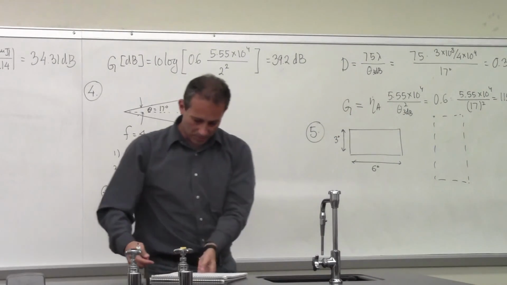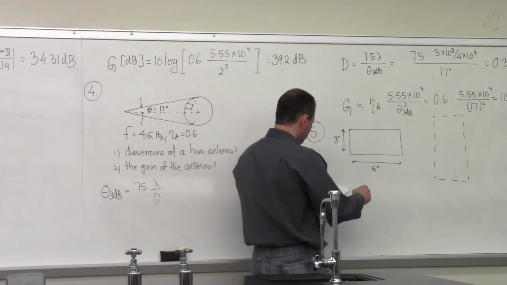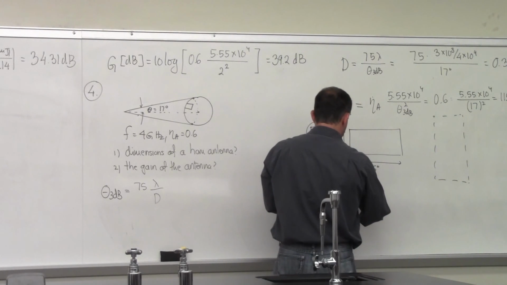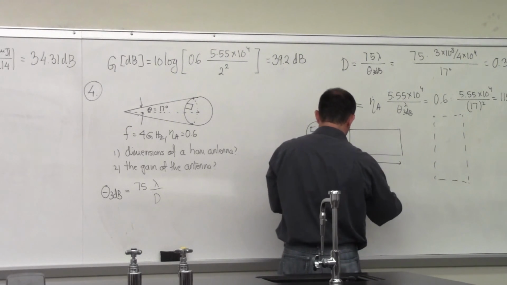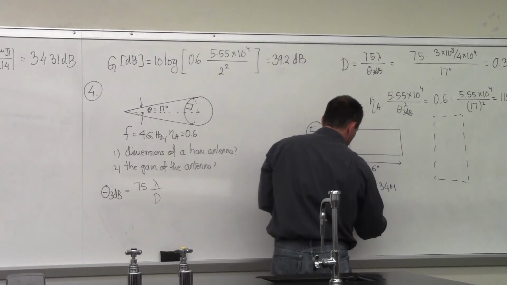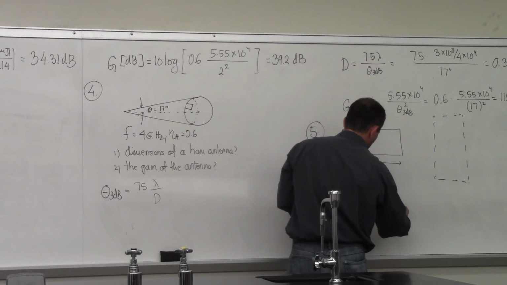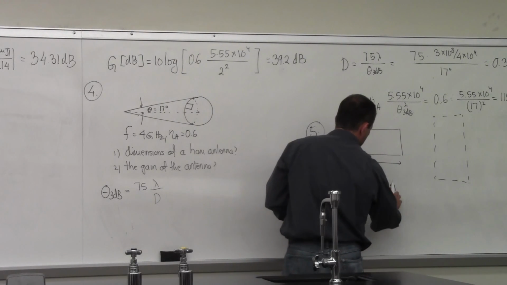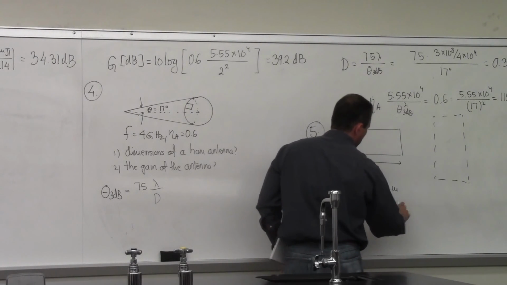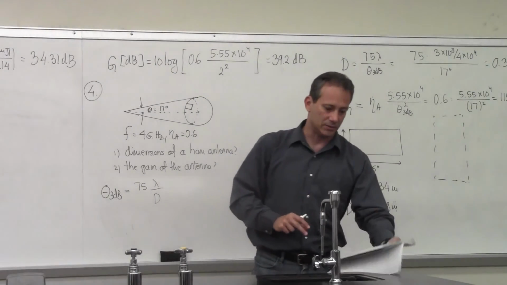And if you follow the example here, you end up with a horn that has the dimension east-west this way of 0.34 meters, and the dimension north-south, which is twice that. So this is smaller. Twice because this is 3 and 6, right? One is twice the other.